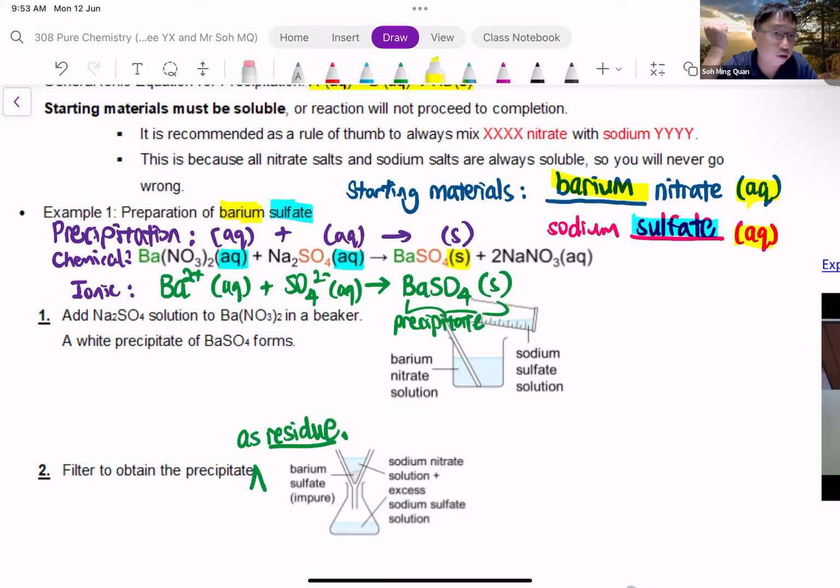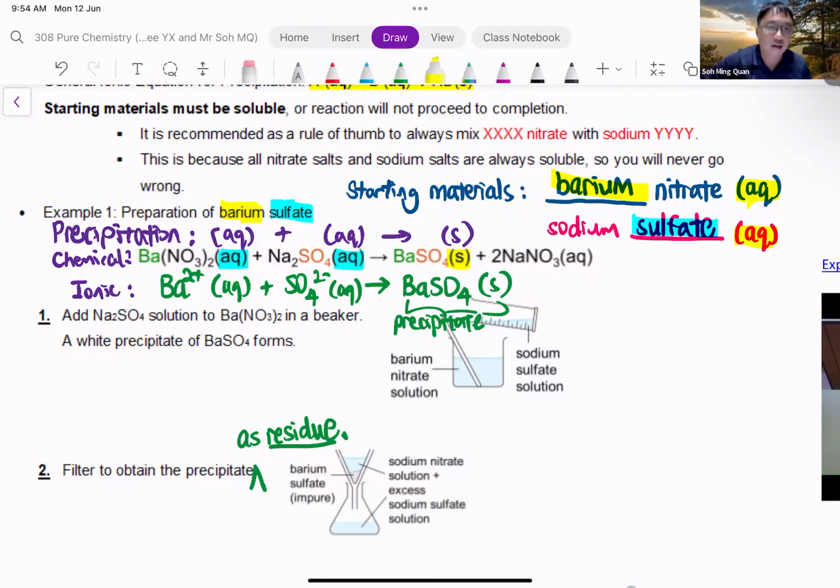So again, why do we choose sodium? The reason is because sodium compounds are always soluble in water. So I can be sure that sodium sulfate has an aqueous solution. Okay? So remember, it is about the metal nitrate and the sodium with the anion in your salt. So in this case, the metal is barium, so barium nitrate solution. The anion is sulfate, so I use sodium sulfate solution.